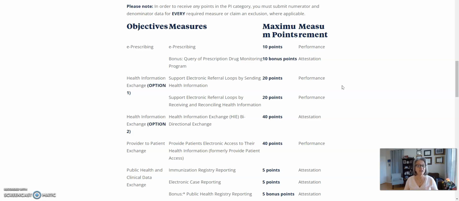Health information exchange, supporting electronic referral loops by sending health information, supporting electronic referral loops by receiving and reconciling health information, and also potentially using a health information exchange. So sending and receiving referrals, sending and receiving health information.